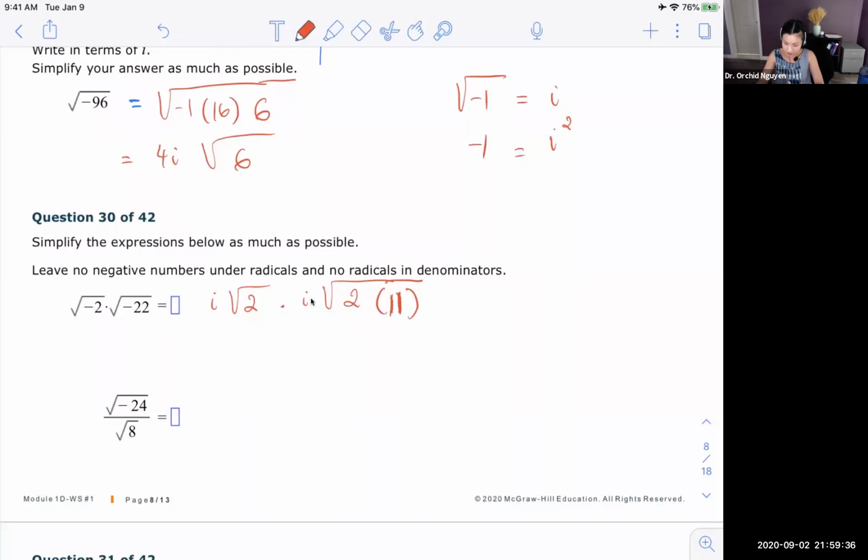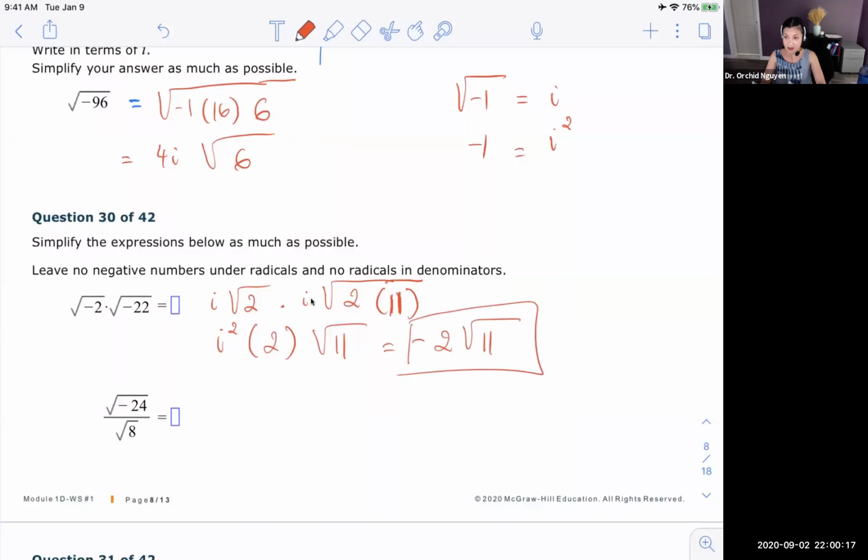So what we have is i squared times 2, square root of 11. But i squared is negative 1. So what we have is negative square root of 11. Now, from the beginning, if you multiply negative 2 times negative 22, you end up with a positive number. And that's not true, because the final answer right here is negative 2. So make sure you take care of the negative first before you multiply.